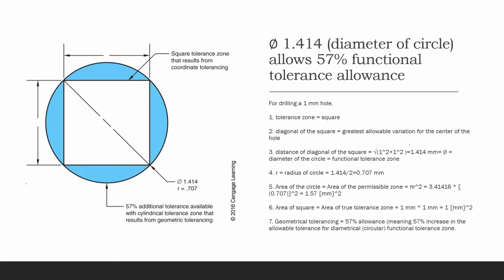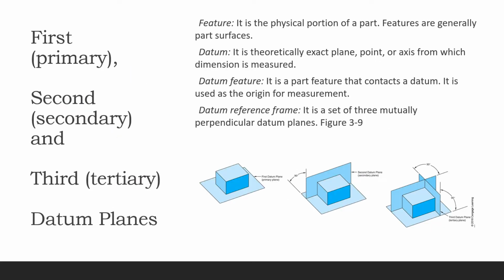Okay, let's go on to the next. Then we'll come to datum planes. Before that, we should know some terms. The very first one is called feature. It's nothing but a physical portion of a part, okay? And go slow. So you have a part. We're dealing with a physical portion, and features are generally what we call part surfaces.